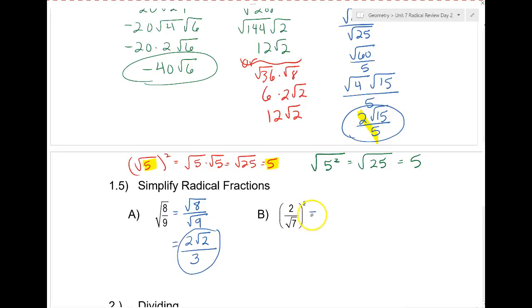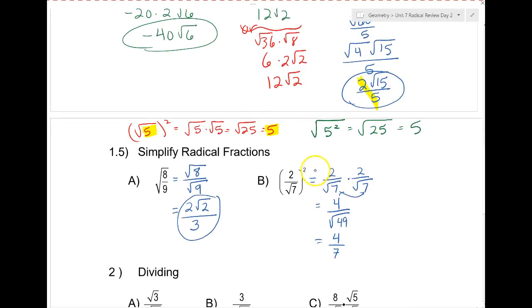Okay, the next problem is 2 over the square root of 7, squared. So that's the same thing as going 2 over the square root of 7 times 2 over the square root of 7, which equals, what's 2 times 2? 4. What's 7 times 7? All right, that's 49. So I get the square root of 49. So I get 4 over 7. What do you guys think? Not too bad, is it?